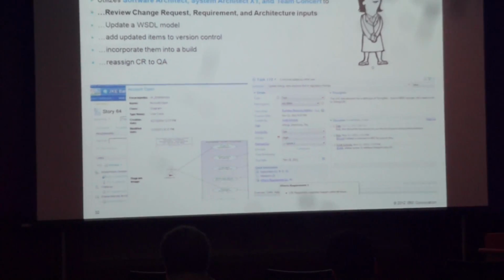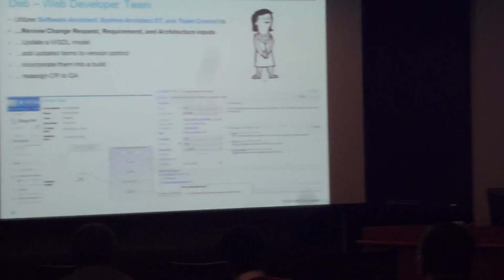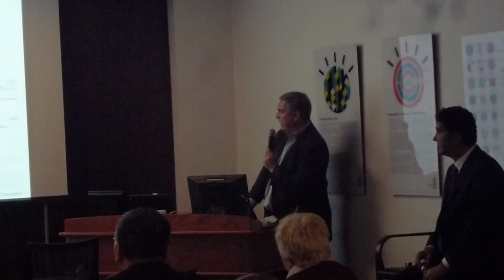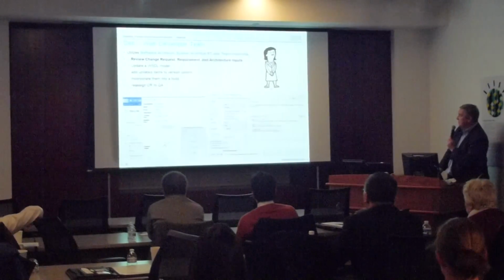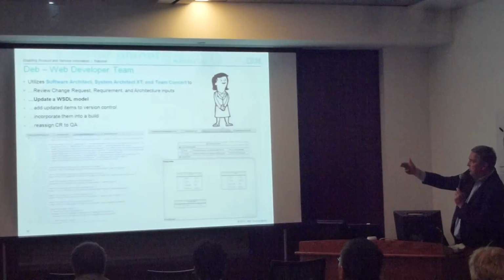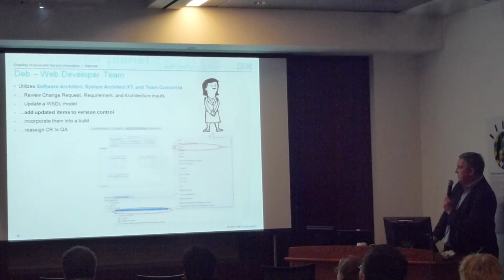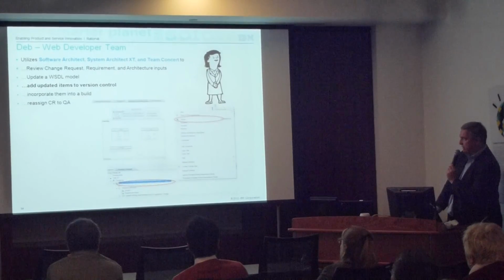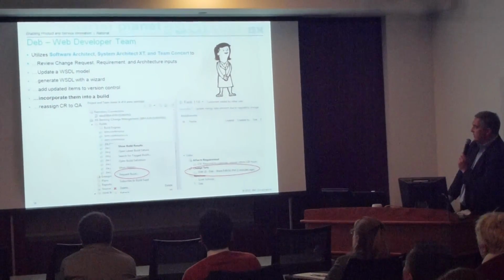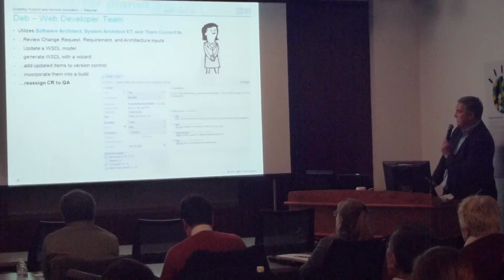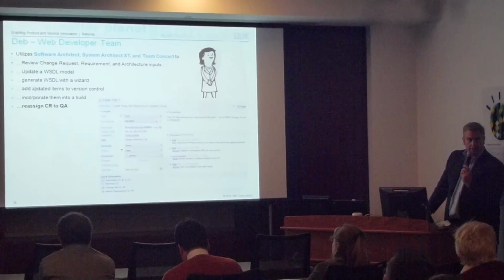I can show that use case diagram, and you can actually connect to System Architect XT if you want to bring it up live in an XT view as opposed to a preview here. In this case, then they're going to assign this particular change request. First they're going to update the WSDL, update the items. They're going to add items to version control. This is all the developer side of things. They're going to incorporate this into a build. So they're going to go through their particular change lifecycle, and then they're going to assign it to QA.